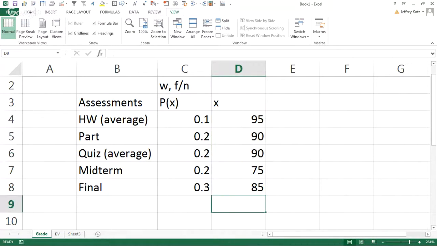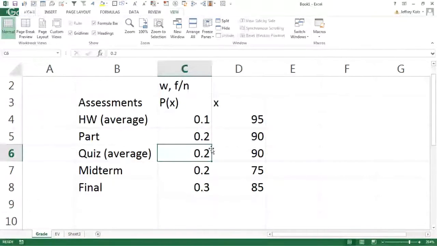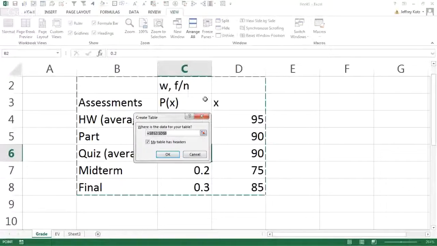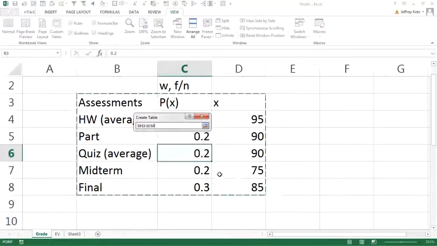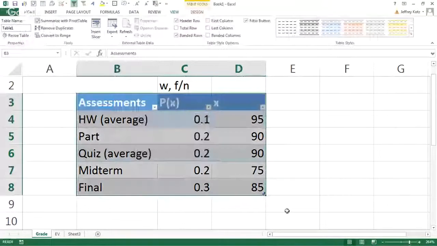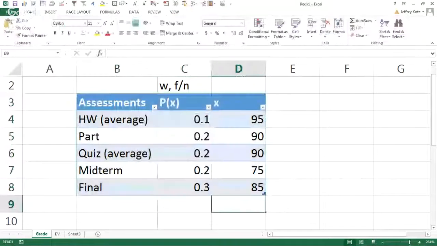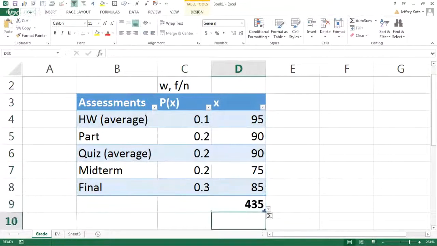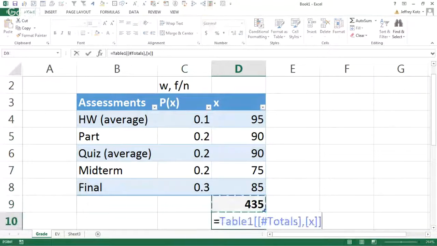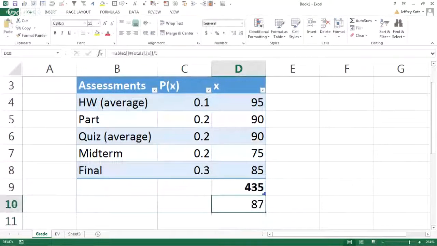Now, if we turn this into a table, Control-T, table, that's not what I want for my table. This is what I want for my table. We can see that the sum of all those x's is 435. And if we take 435 divided by 5, we get 87.